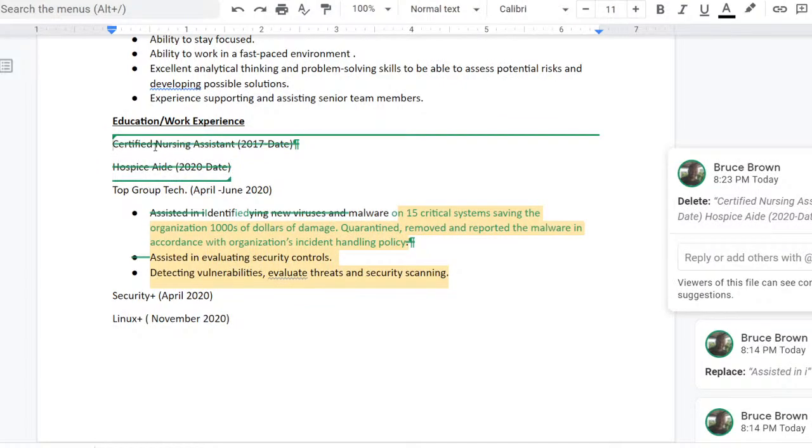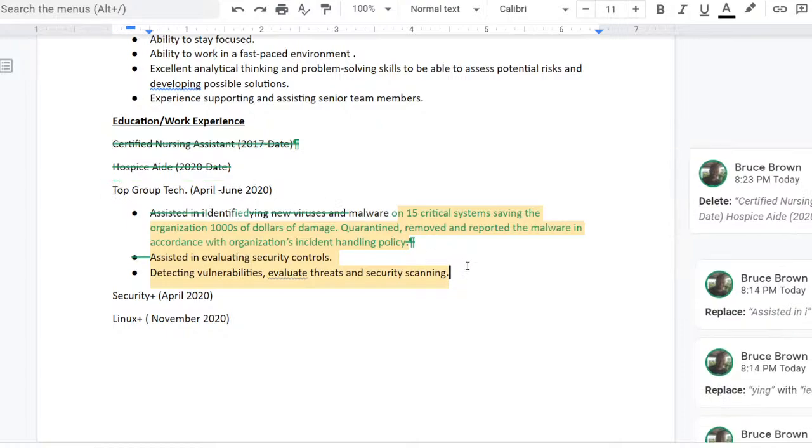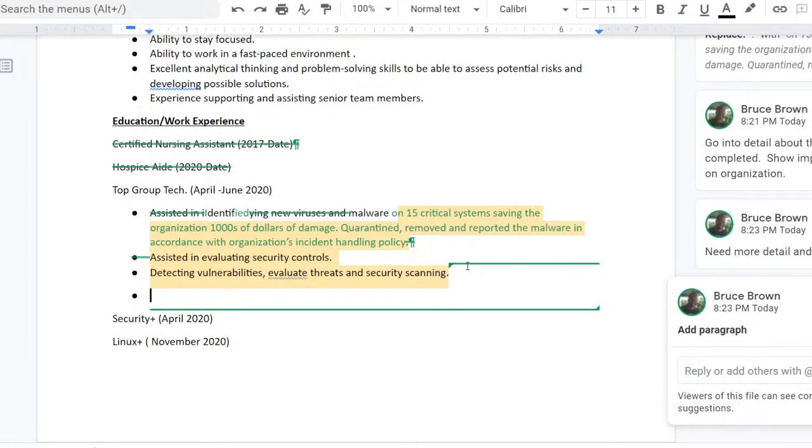What it is, she has nursing assistant up top. She has hospice aide up top. You want to put the thing that you're going for, which is your technical skills, up top. You might not even want to put that you're a CNA on this one. I remember I used to be a cop. I used to put it on my resume all the time.